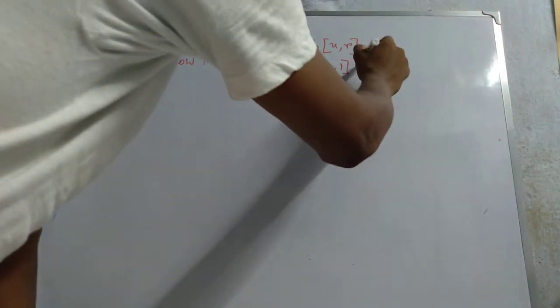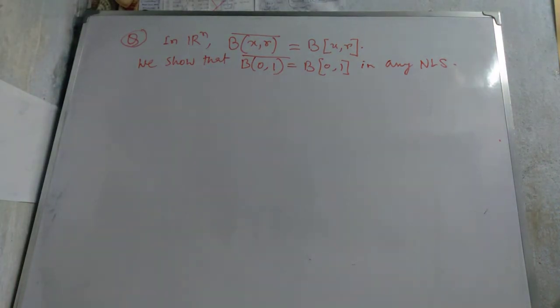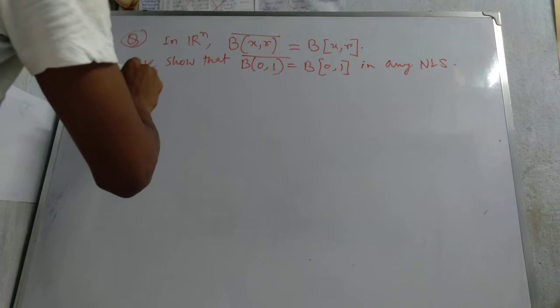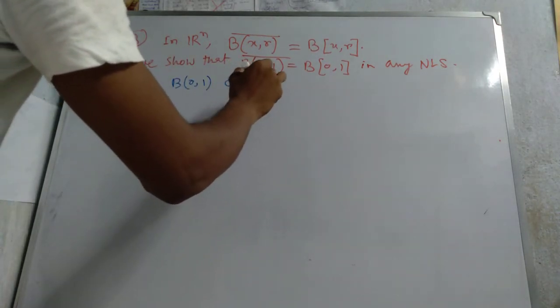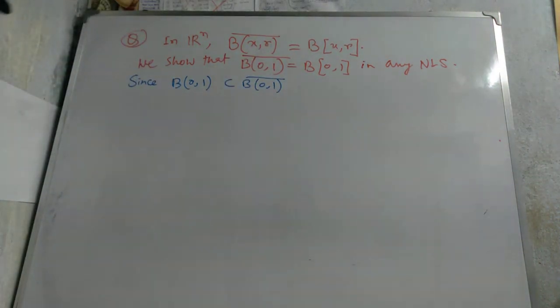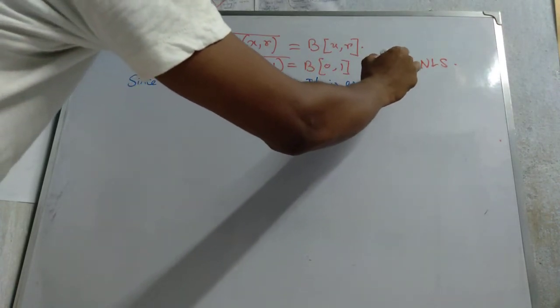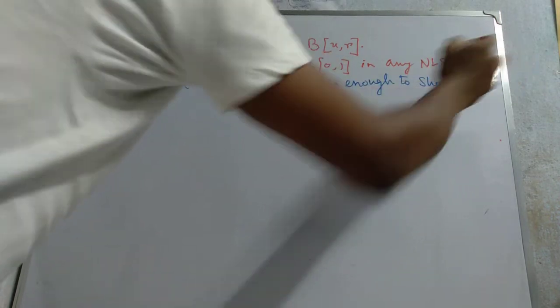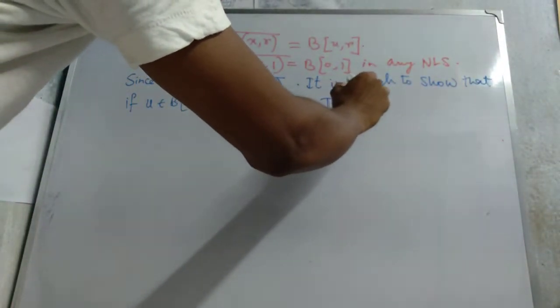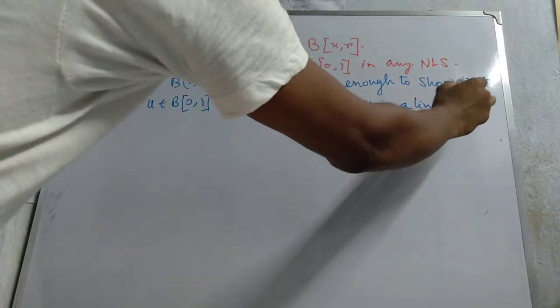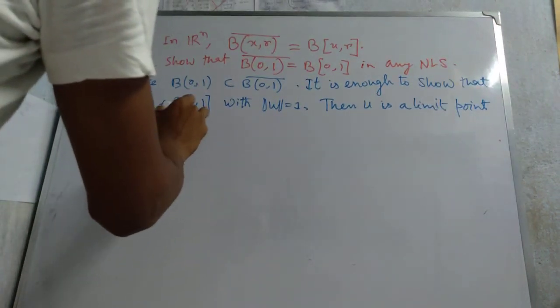in any normed linear space. Since B(0, 1) is a subset of its closure, it is enough to show that if u belongs to the closed ball B̄(0, 1) with norm of u equal to 1, then u is a limit point of B(0, 1).